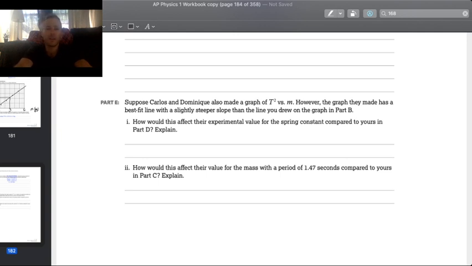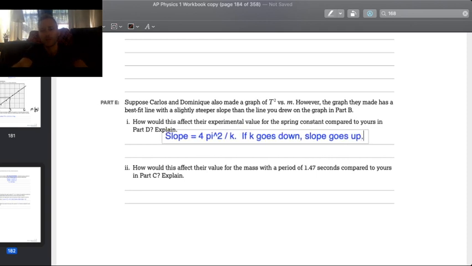Suppose Carlos and Dominique also made a graph of period squared versus mass. However, the graph they made has a best fit line with a slightly steeper slope than the line you drew in part B. How would this affect their experimental value for the spring constant? So we found that slope equals 4 pi squared over k. So if the k value goes down, the slope goes up. So that explains what's happening. It just has a smaller stiffness.